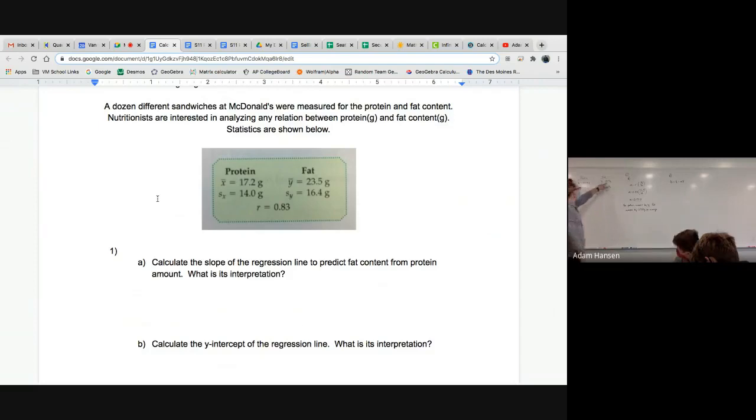So y bar is 23.5 for our given set of data. The average fat content is 23.5 grams, minus the slope, 0.972, times the sample mean in the protein amount from these 12 sandwiches, 17.2 grams. Another calculator here. 23.5 minus 0.972 times 17.2 is 6.782.